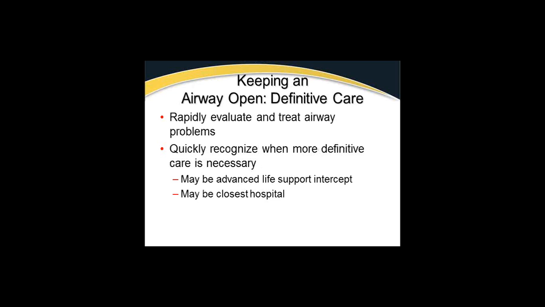Rapidly evaluate and treat any airway problems that you find. When you find these, move on them quickly. Recognize them. If we haven't already called for ALS or advanced life support, we should call for them. Maybe we have to divert. Instead of going to the patient's preferred hospital, which might be 15 minutes away, we may have to go to the closest hospital, which is 5 minutes away, simply because we need to have this patient with an adequate airway.